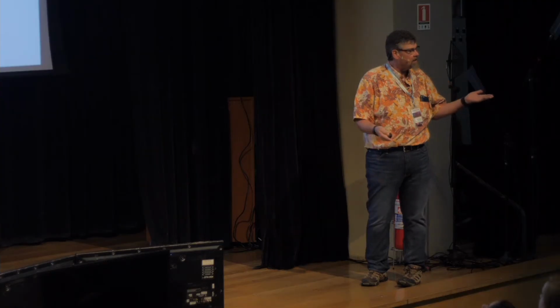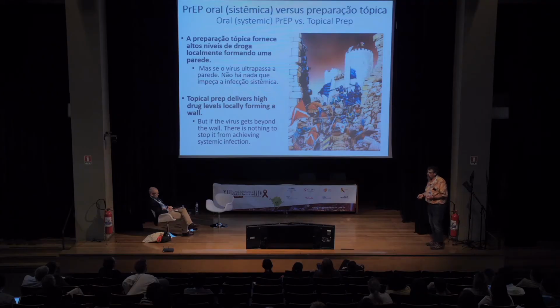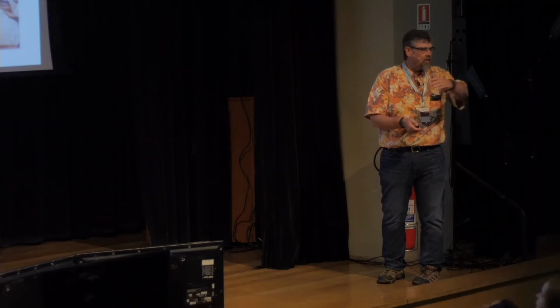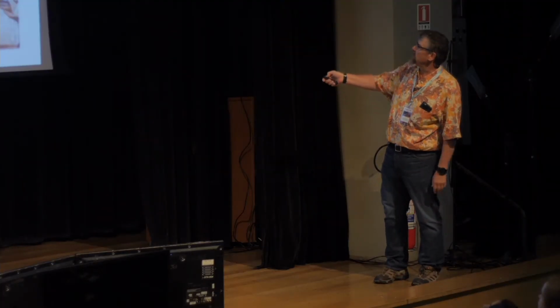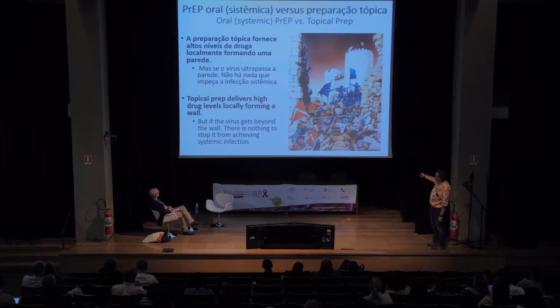So what is possibly happening here? I think this is the peril of having this large local concentration of drug, because if the virus can get through, then there's nothing to stop it. So it's a little bit like you have a wall. If there's a weak point in the wall, it's too late. You can't stop the invading horde, right?